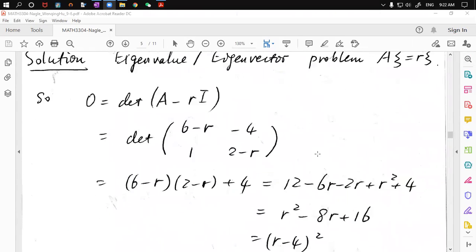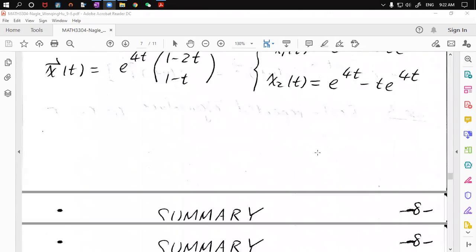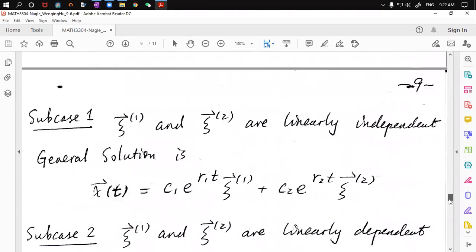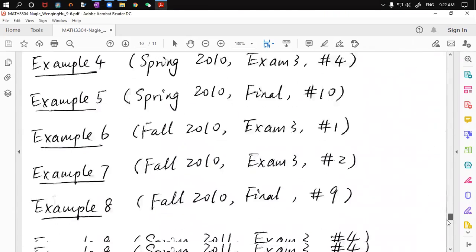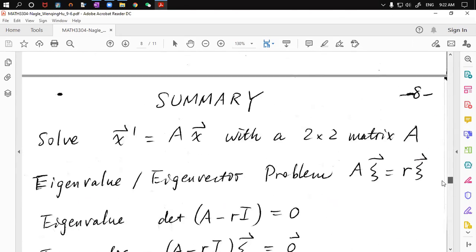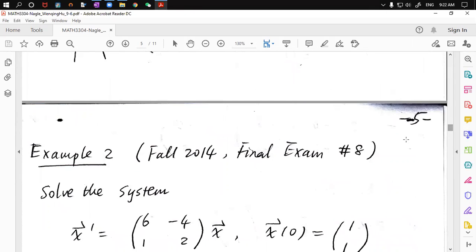Okay, so now let us try to practice one more example and see what we're going to have here.